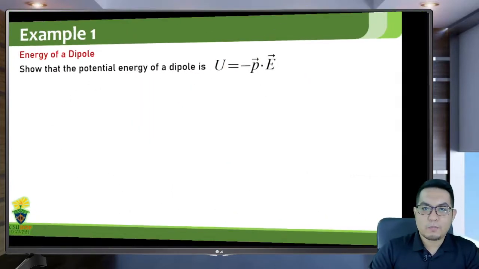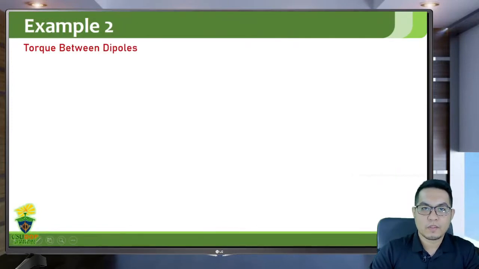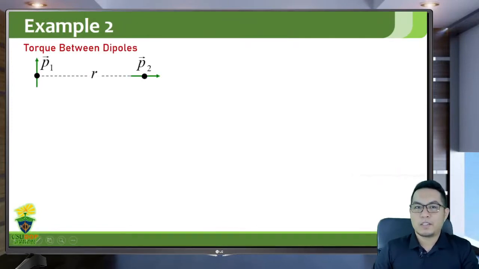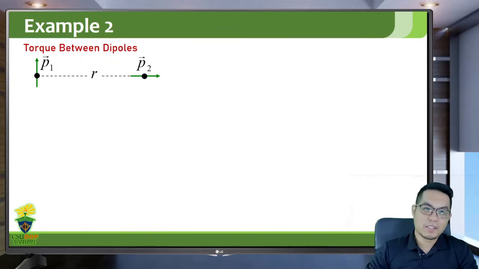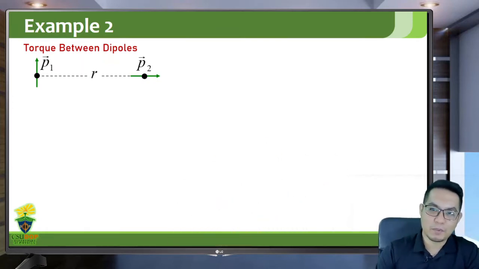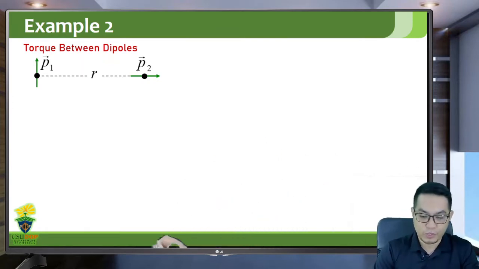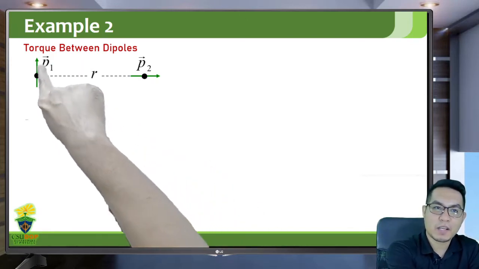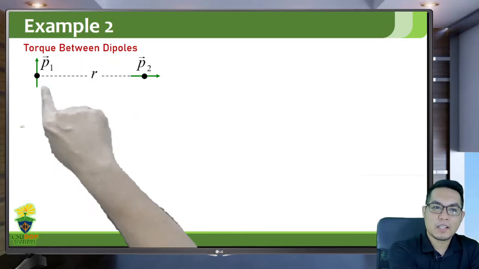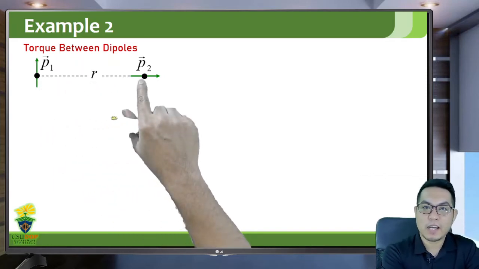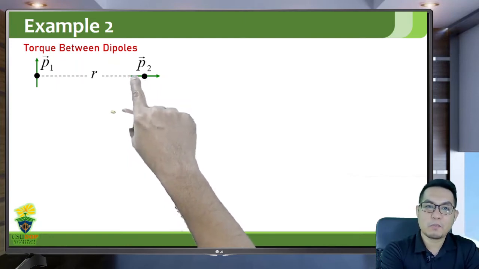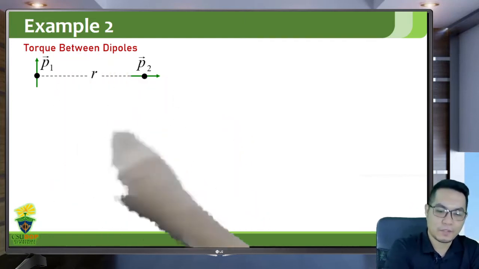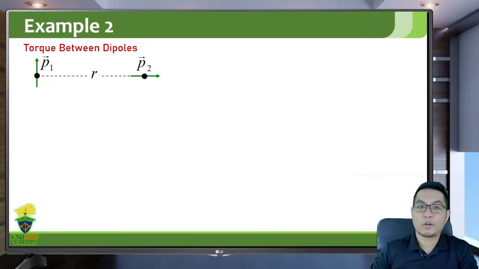So for the next example, it's now torque between dipoles. We have two point dipoles, or pure dipoles. P1, the dipole moment, is directed up, and then a distance r from P1 is another point dipole P2, where the dipole moment is directed to the right. My right.